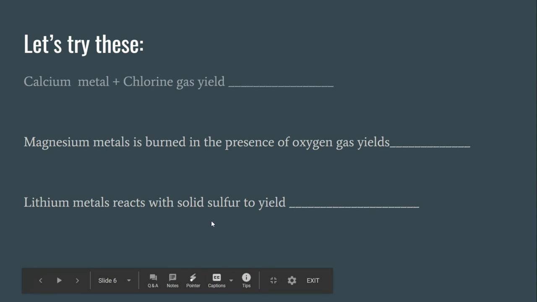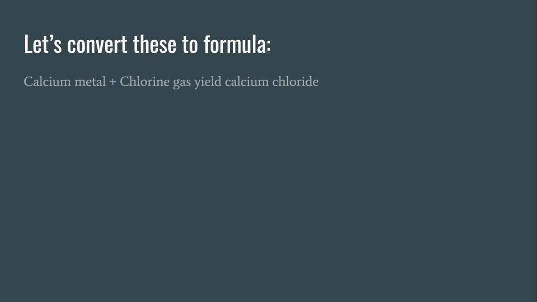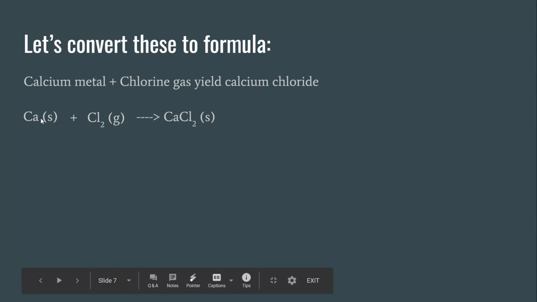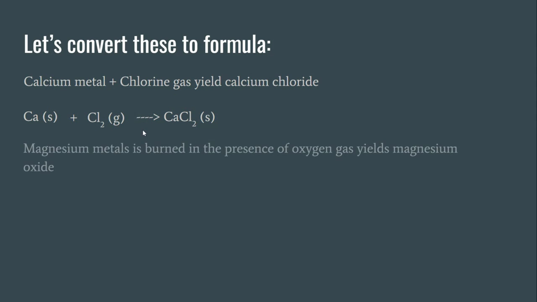Let's go to the next slide and actually write these equations in formulas. Calcium metal and chlorine gas gives you calcium chloride. Ca, solid, and Cl2, gas, gives you CaCl2. Now, think of balancing the equation. I have one Ca, yes I do. I have two Cls, yes I do. So this equation is balanced.